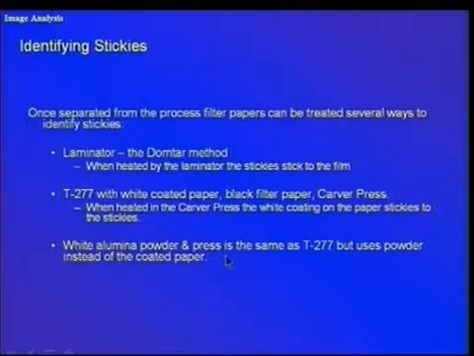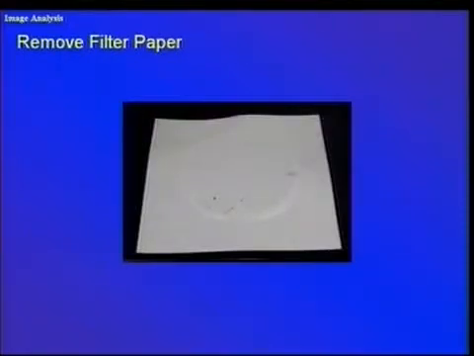The white aluminum powder and a press is the same as 277, but there's a powder that can be used instead. But the idea is to separate the stickies by some means. With all these techniques, the image analysis can be used.